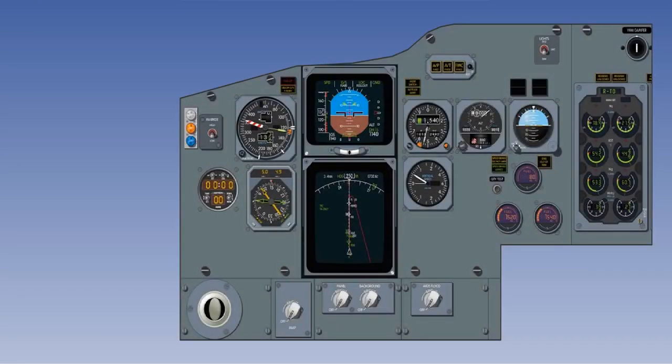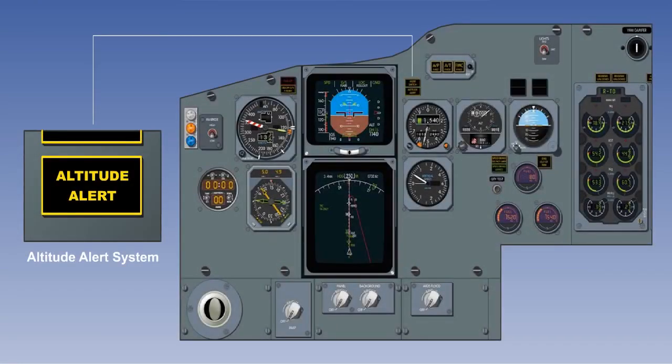In this lesson, we will look at the altitude alert system, during which we will cover the different height ranges, the indications on approaching and deviating from an assigned altitude, the basic components, and EU Ops regulations.